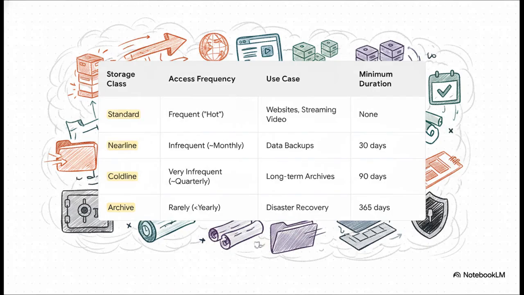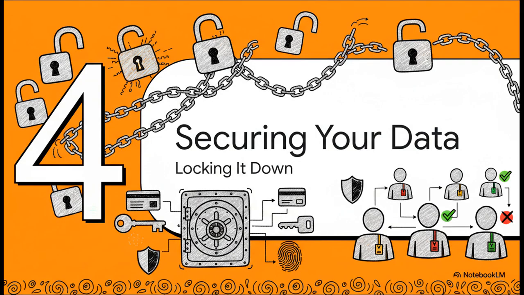This table breaks it all down perfectly. So for your hot data that you're using all the time, like for a busy website or streaming video, you use standard storage. But for data you access way less, like maybe monthly backups, nearline is going to be cheaper. Need it even less, like maybe once a quarter for long-term archives? Coldline is even more affordable. And finally, for data you might not touch for a year or more, like disaster recovery files, you've got archive storage. It's the cheapest of all, but the trade-off is you're telling Google you plan to leave it there for at least a year.